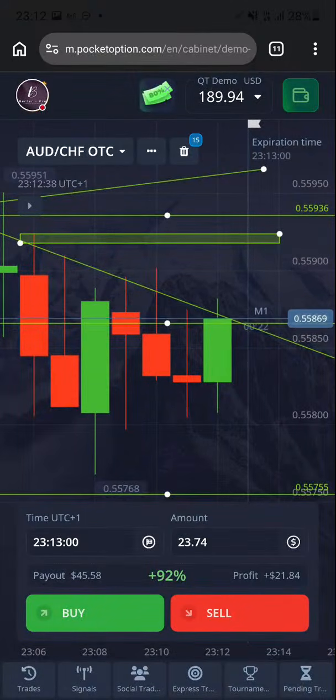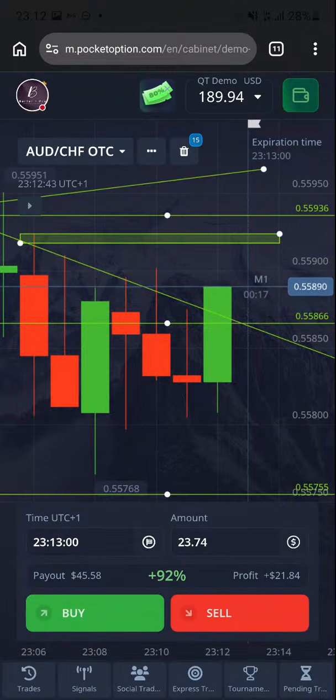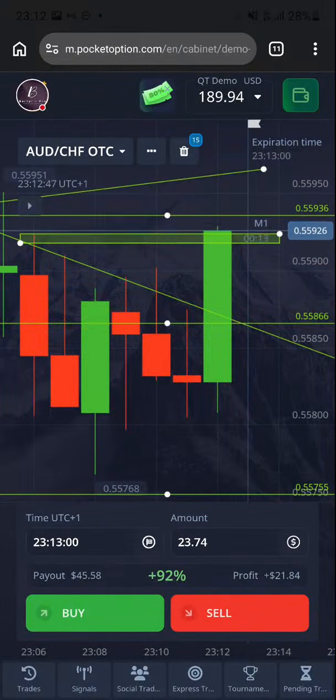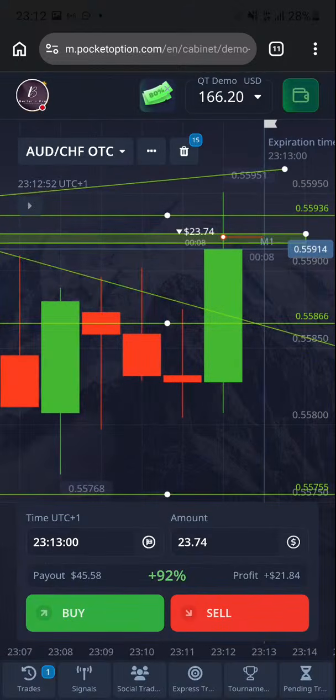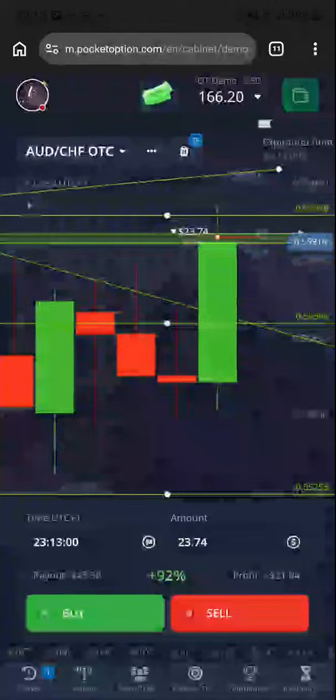Now we have a morning star pattern. I don't know if it will maintain this morning star pattern, but I'm going to take the trade. Yes, this is our entry. Oh, come on now. I had to click it twice. Can you imagine?